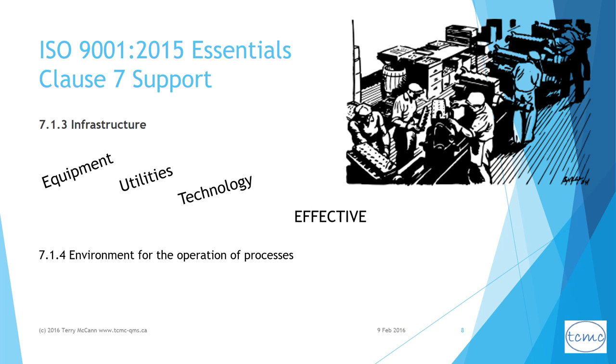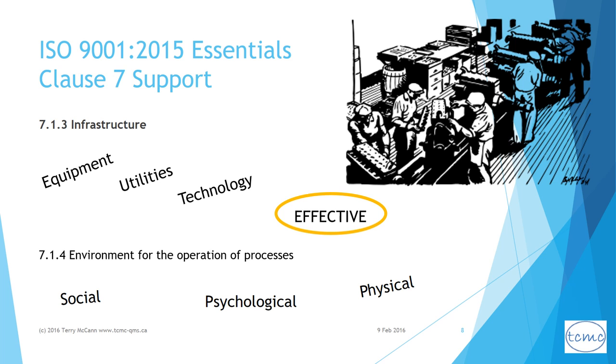7.1.4, environment for the operation of processes. Similarly to infrastructure, demonstrate that you have determined and provided and can maintain a social, psychological, and physical environment needed for the QMS processes to be, again, effective for achieving conformity of products and services.